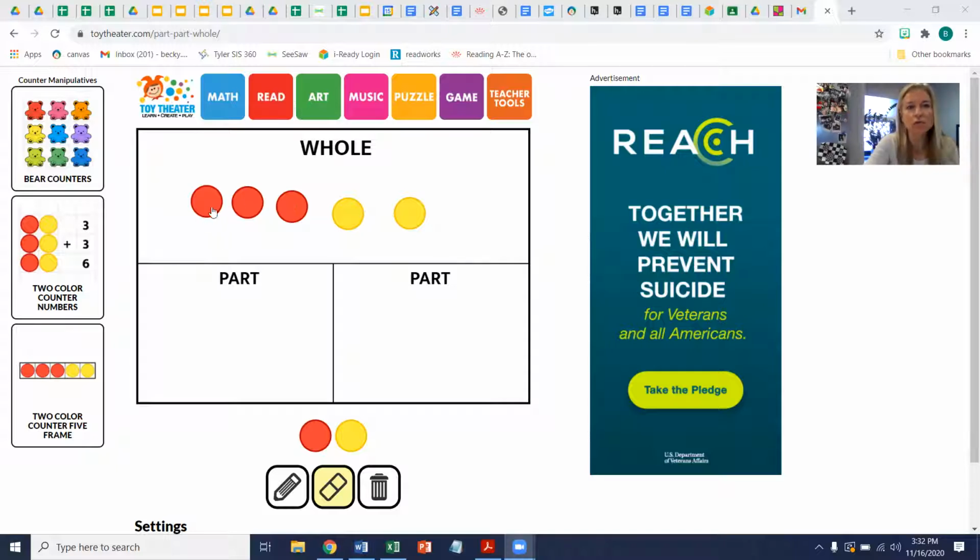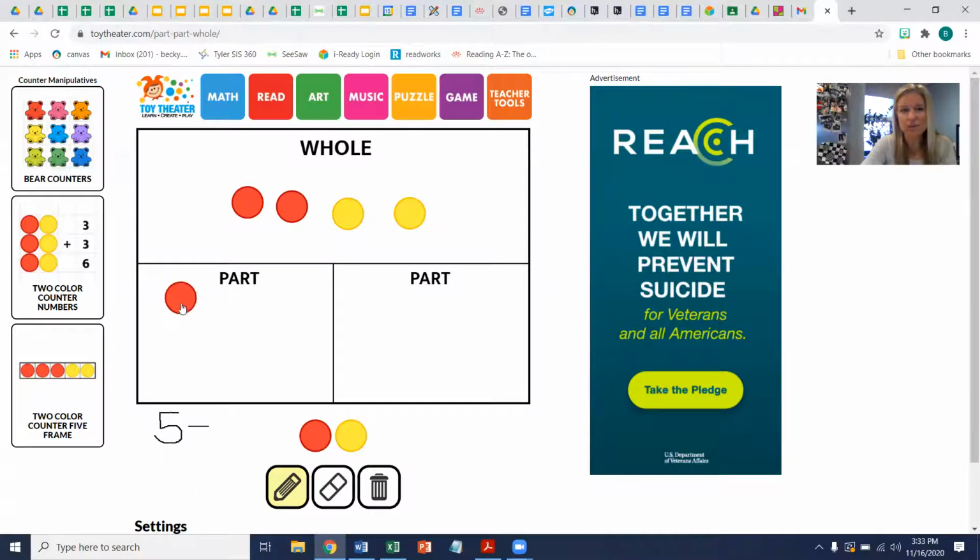So here, my whole group, if I count up my counters, I have 1, 2, 3, 4, 5. So I have 5 counters, and that's our whole group. So the first number we write in our subtraction fact is our whole group number. It's our 5. Now, the symbol we use for subtraction or taking away is the minus sign, and it just looks like that. That tells us that we're subtracting.